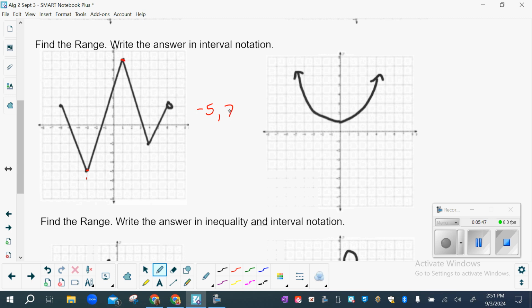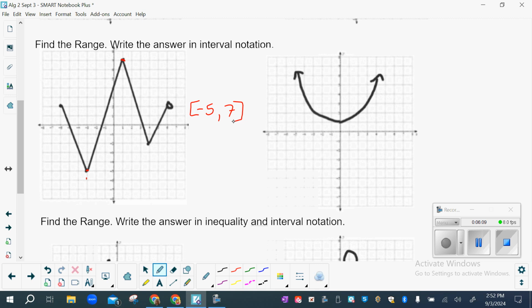What's the y value there again? 7. Okay, so the -5, do we include that -5? Whenever we include the number, we put a bracket. If we don't include that number, we put a parenthesis. Do we include 7 here? Yes, so we put a bracket again.